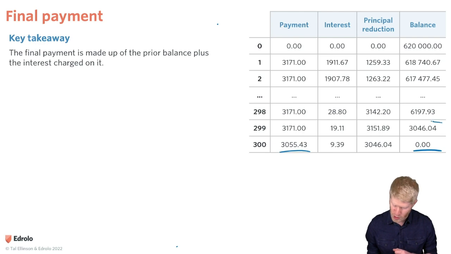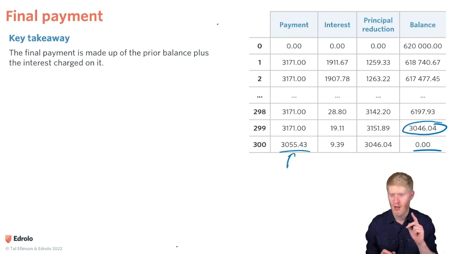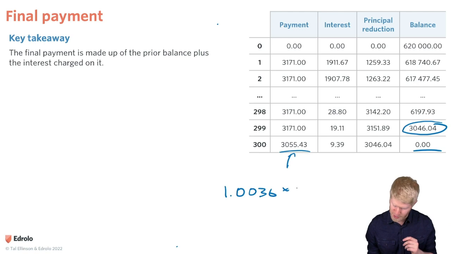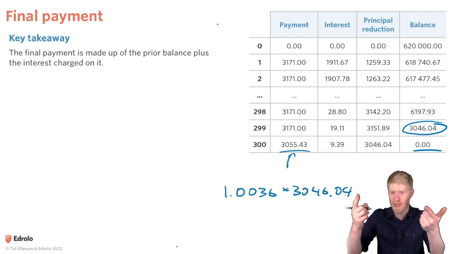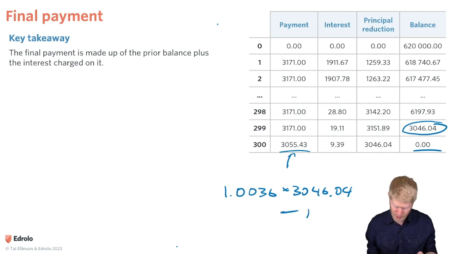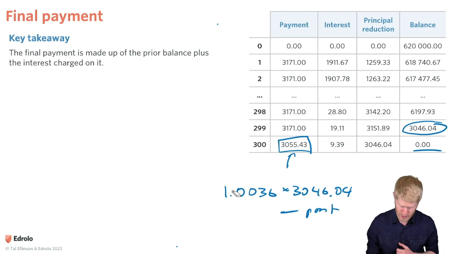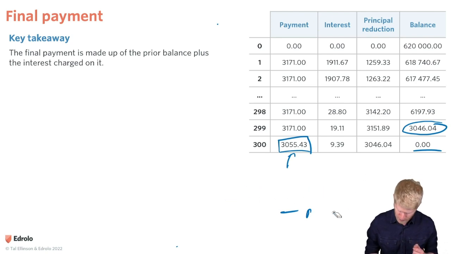And the trick is that we don't want to just pay the previous balance, $3,046, because we're still charged interest, right? If we think of our recurrence relation, we still have the 1.036 multiplied by 3046.04. We were still increased by interest before we make our payment. So this number here is going to have to take that into account. There are two methods for solving it, and I will show them to you now.